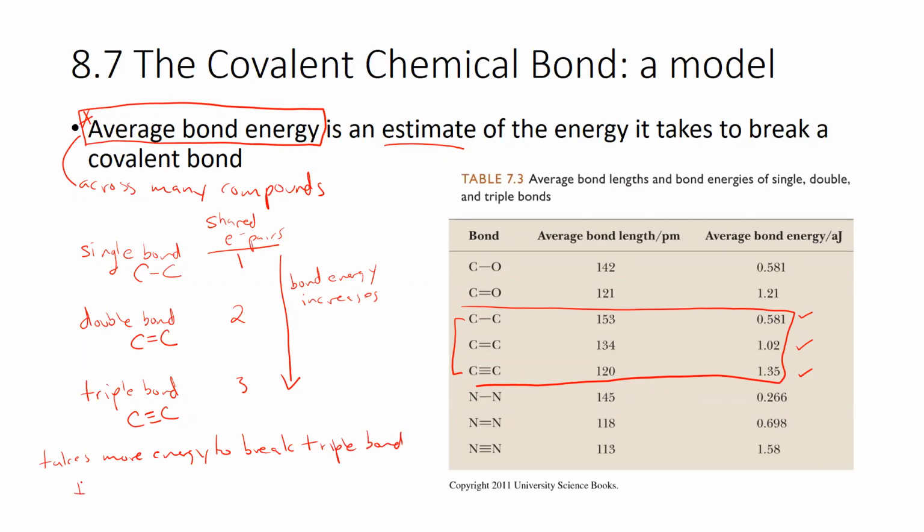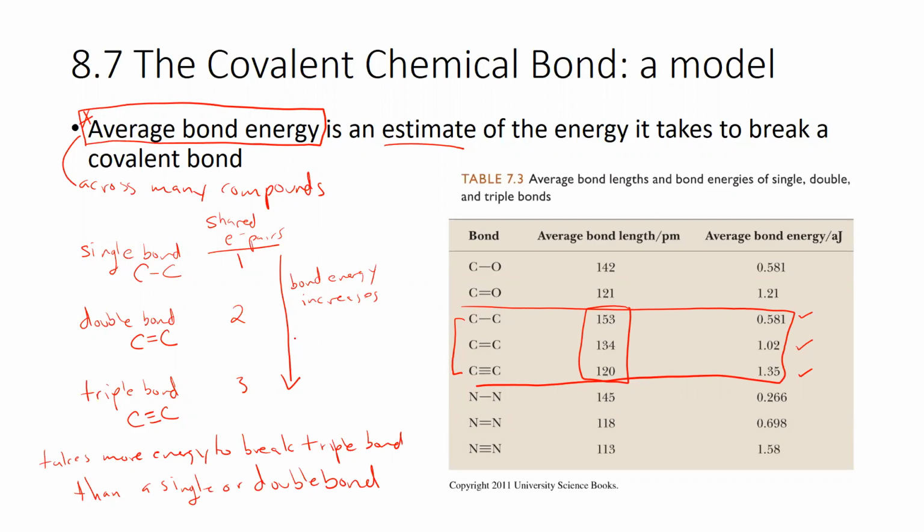Right, than it does to break a single bond or a double bond. Okay, so that's a key there. So the bond energy, the amount of energy it takes to break a bond, increases as you start to go from single bonds to double bonds to triple bonds. And at the same time, if you look in the middle here, we have the average bond length. And so as the average bond energy goes up, the average bond length decreases.